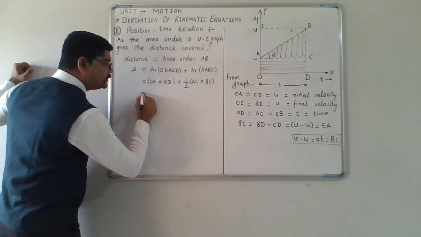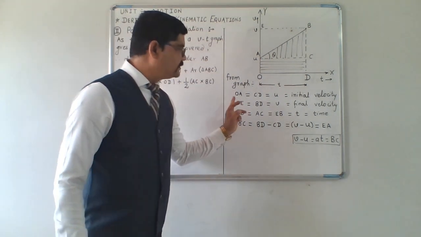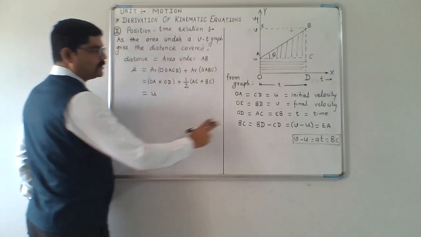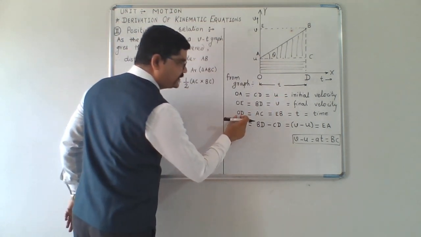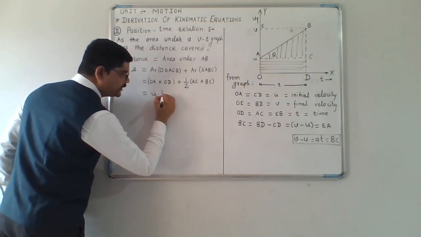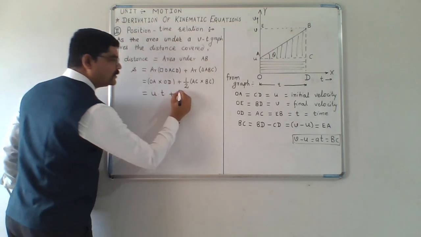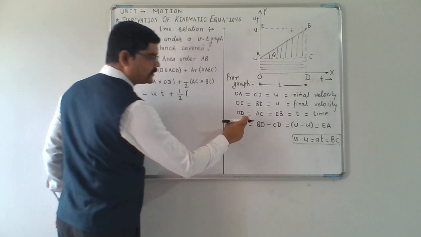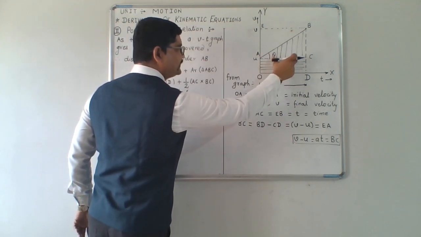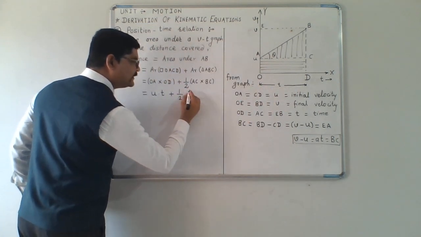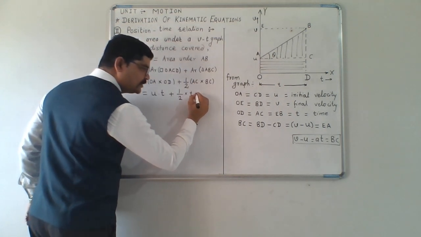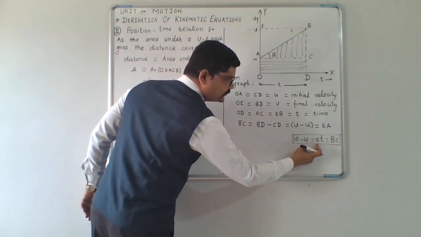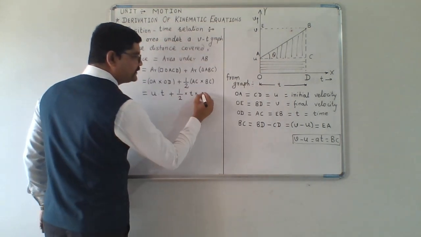So now we will write down the values. For OA, what can we write? We can write U. For OD, we can write T. So this I write directly as U into T plus 1 by 2. For AC, this is side AC, AC equals T, so we will write T into BC. This is BC, and just now we had written here BC is equal to AT, so we will use this equation here. So for BC we are using A into T.